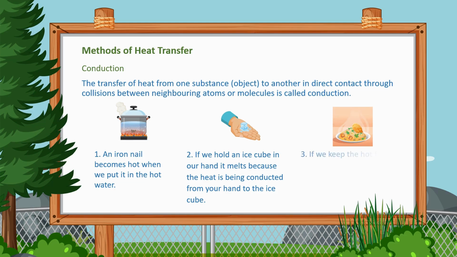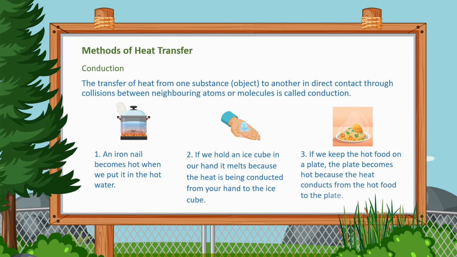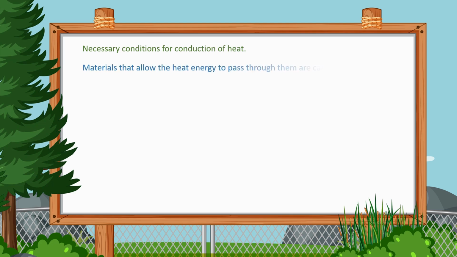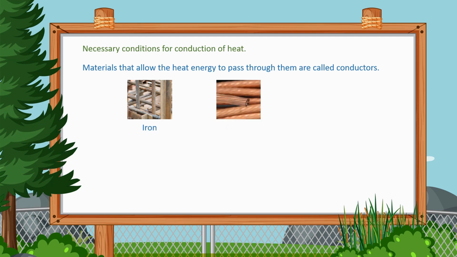3. If we keep the hot food on a plate, the plate becomes hot because the heat conducts from the hot food to the plate. Necessary conditions for conduction of heat. Materials that allow the heat energy to pass through them are called conductors. Iron, copper, silver.